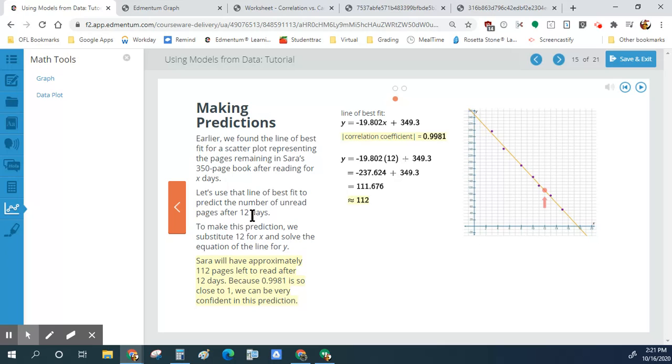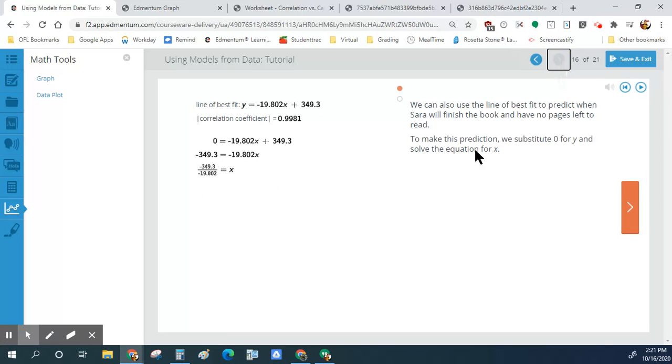So this is the pages she's on. If she wants to finish in 12 days, we plug it into this formula, and it calculates how many pages she needs to read every day to be done. So, line of best fit. Again, this is just rise over run here.